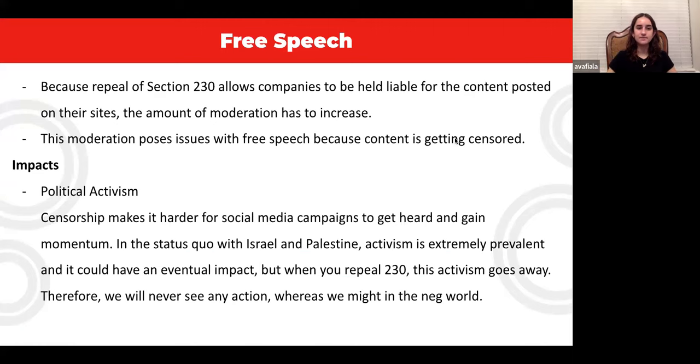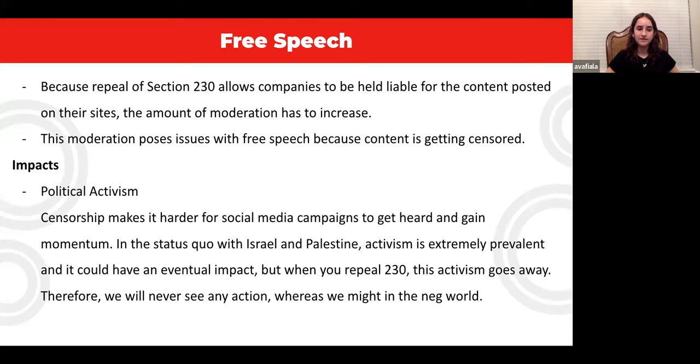So basically, it says that because repeal of Section 230 allows companies to be held liable for the content posted, that means they're going to increase the amount of moderation through their platform. So they're probably going to introduce different artificial technology that will try and basically police sites to make sure there's less content that could get them sued. So anything that might be just a little bit controversial or include hate speech, anything's going to be filtered out, which is going to lead to increased censorship, which people say might harm free speech.